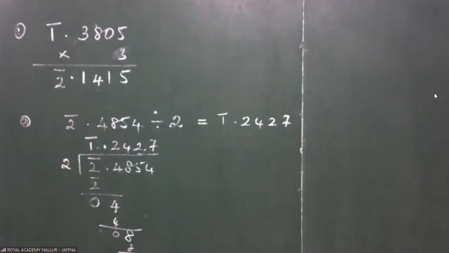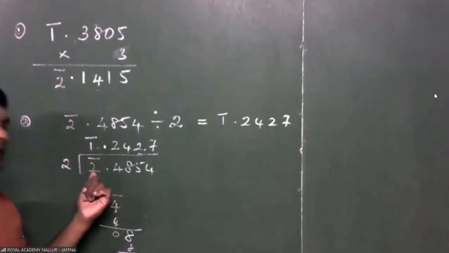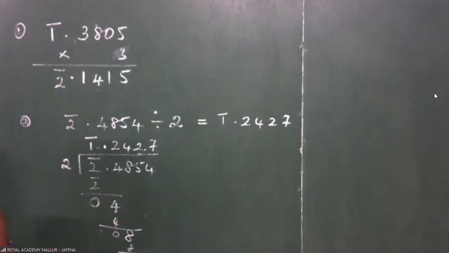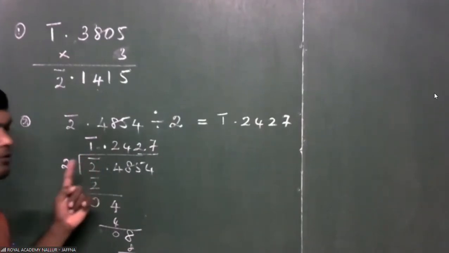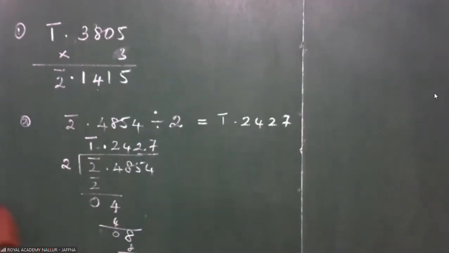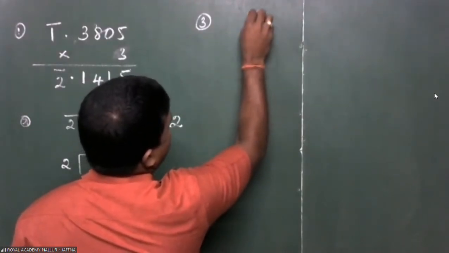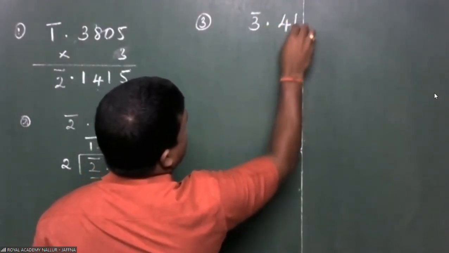Right? Next, what if the values are not exact multiples of the divisor? For example, when the divisor is 2, even if it is bar 3 or bar 5, that means the bar value is not a multiple of the divisor. How are we going to do that division? That is also important here. So let's take number 3, bar 3.4182.